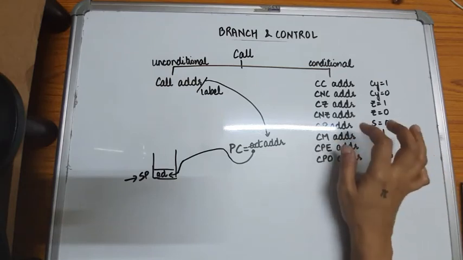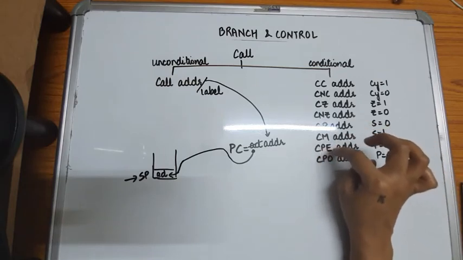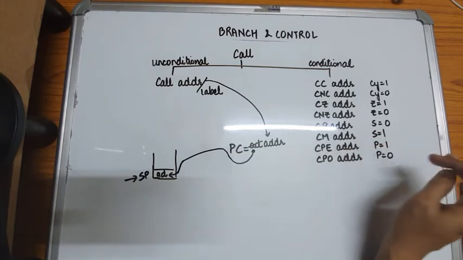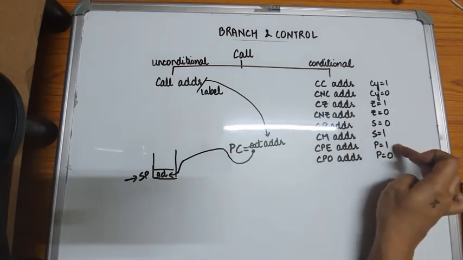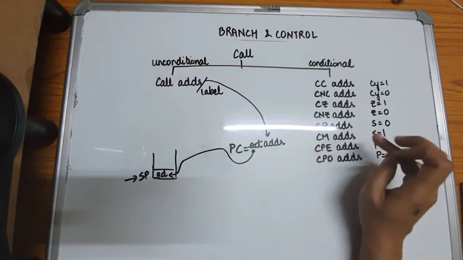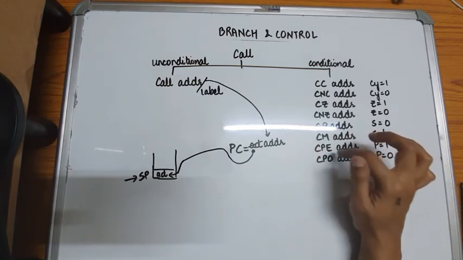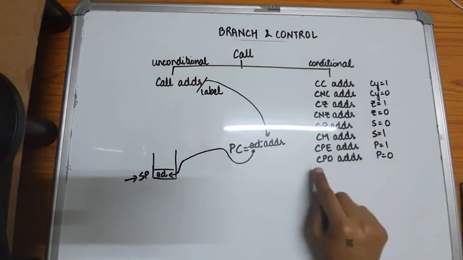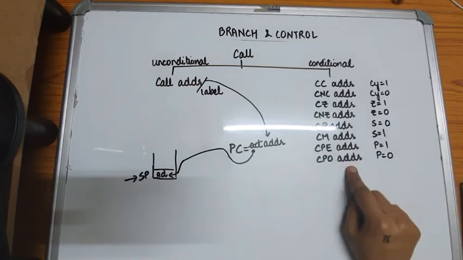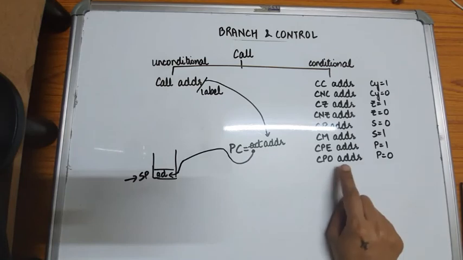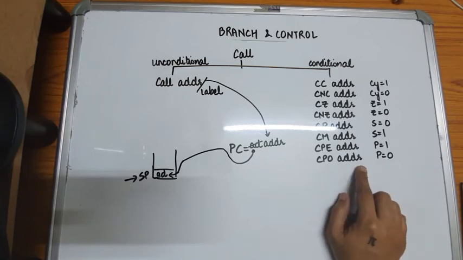Call if parity even to this address. If parity is 1, then only the control will be transferred to the address. Call if parity odd to address. If the parity value is 0, then only the control will be transferred to this address.